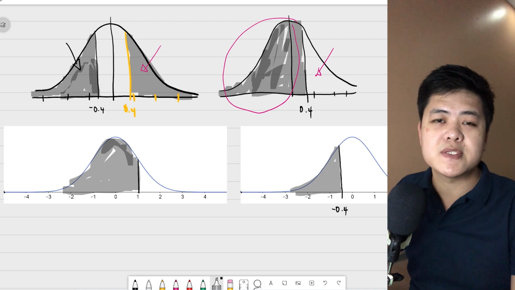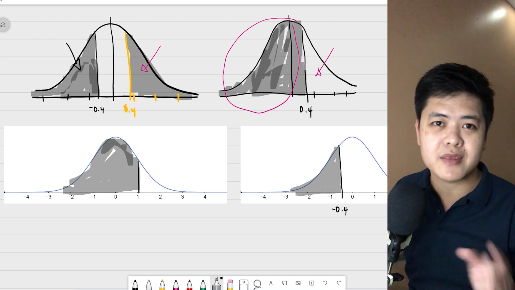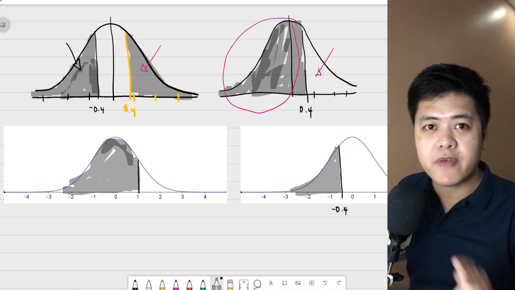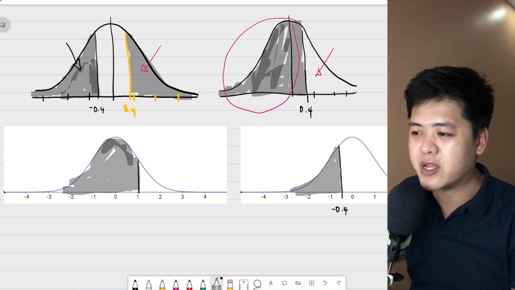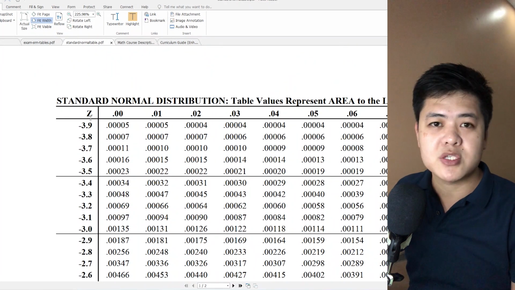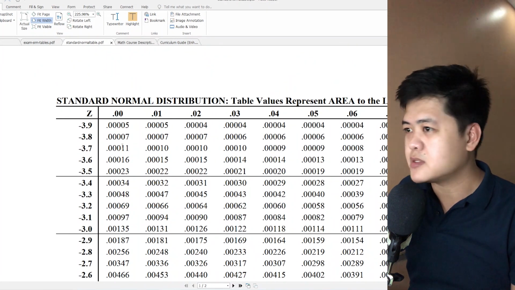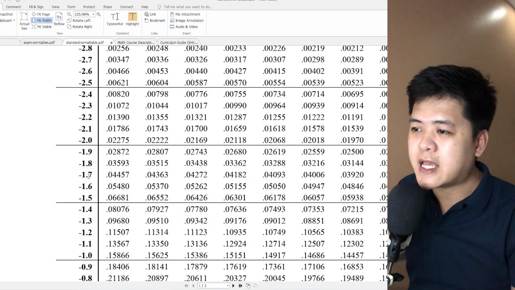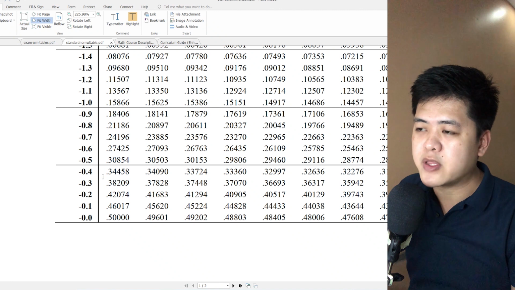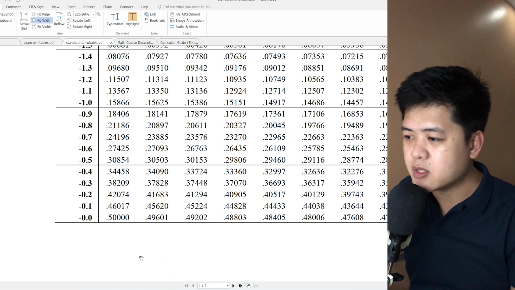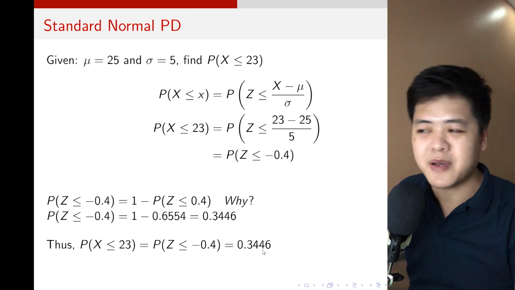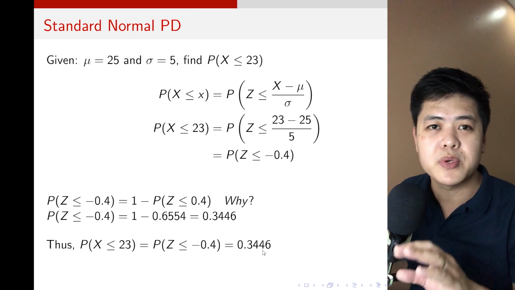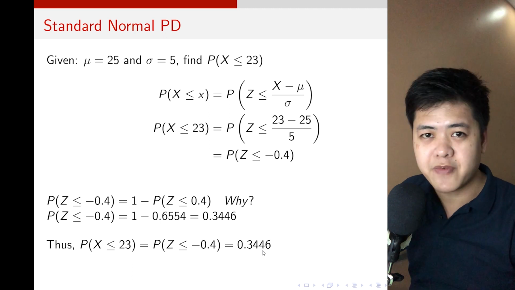May mga z-tables na nagbibigay din ng area to the left of a negative z value. Kung available yung ganong mga table sa inyo, well, you can use those things. Mas madali. For example, itong z-table na to, meron siyang hanggang negative 3.99 to the left of this. So, pag tinignan natin to the left of negative 0.4, the answer is 0.34458. Yung sagot natin kanina is 0.3446, di ba? So, kung available sa'yo yung table na merong negative z value, you can use it.